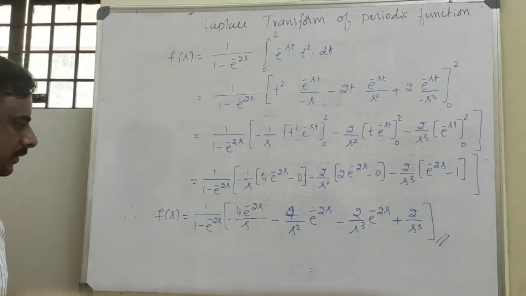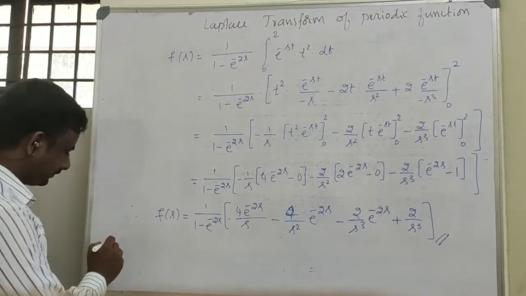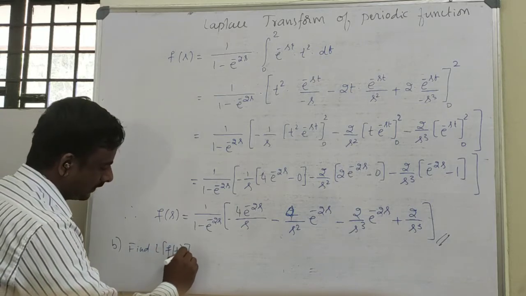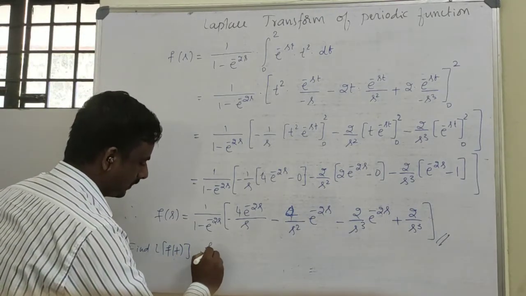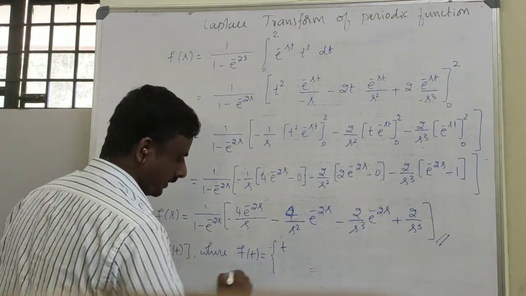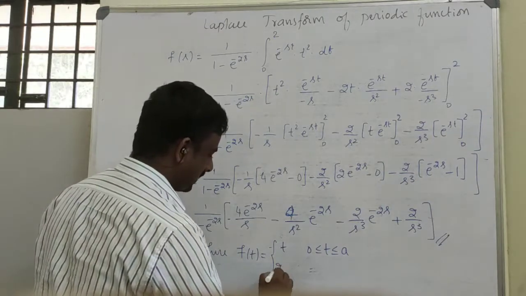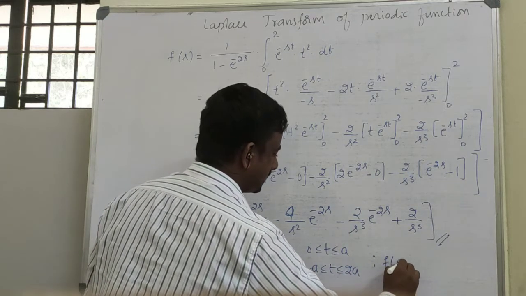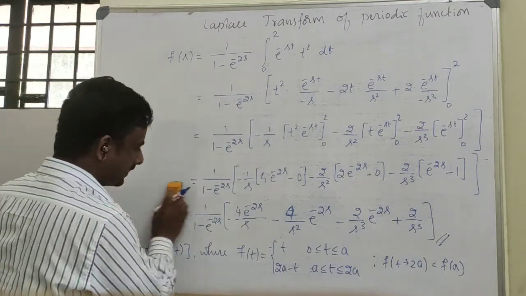So next let us consider one more problem. Find the Laplace transform of f of t, where f of t equal to t if 0 less than or equal to t less than or equal to a, and 2a minus t if a less than or equal to t less than or equal to 2a, and given that f of t plus 2a equal to f of t. So this is the given function. We need to find its Laplace transform.